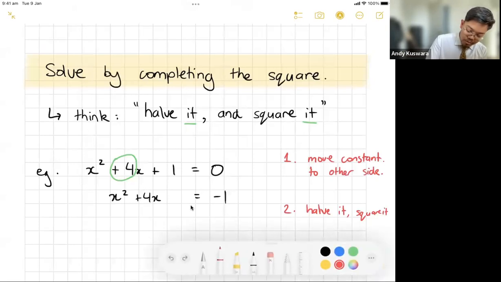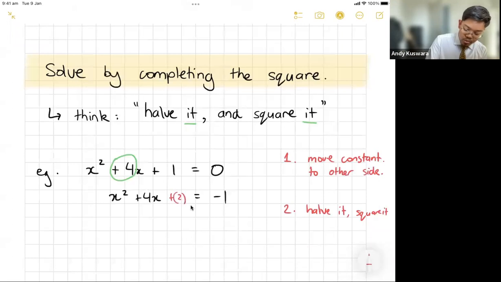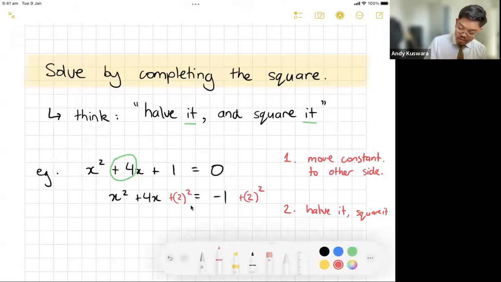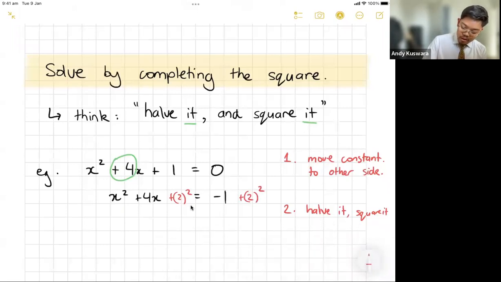So in this case here, I'm going to plus 2 squared, but if I do that to one side, I also need to do that to the other side. So this is the key part. This is completing the square. I'm adding in a number out of nowhere, out of the blue sky. I don't know if that even makes sense. But I'm going to add it. If I add it to one side, I'm going to add it to the other side. And technically, I've done nothing. I've just kind of manipulated my equation. Now, the beauty of this is once you've halved it and squared it, add to both sides.